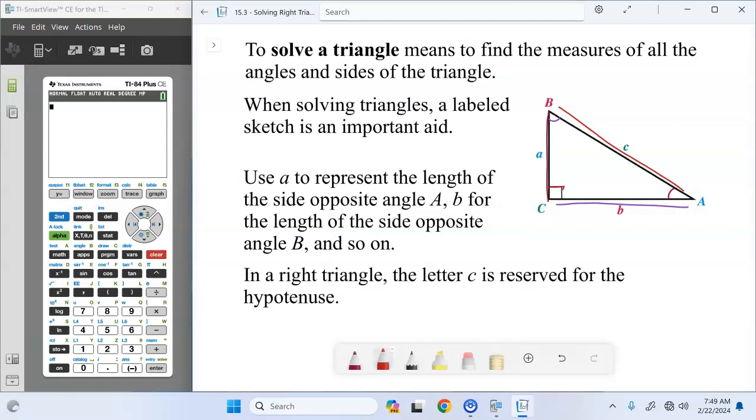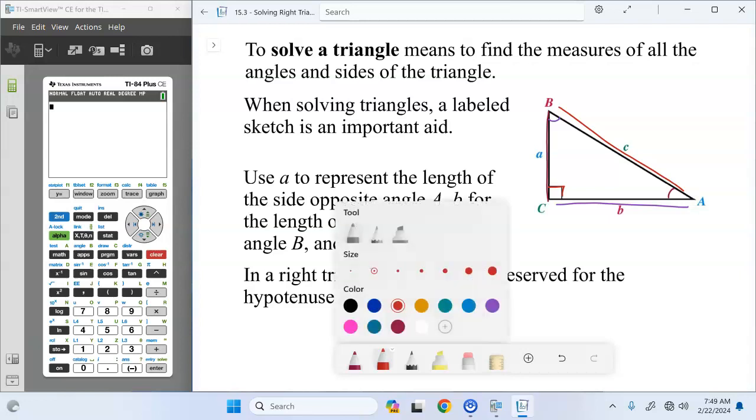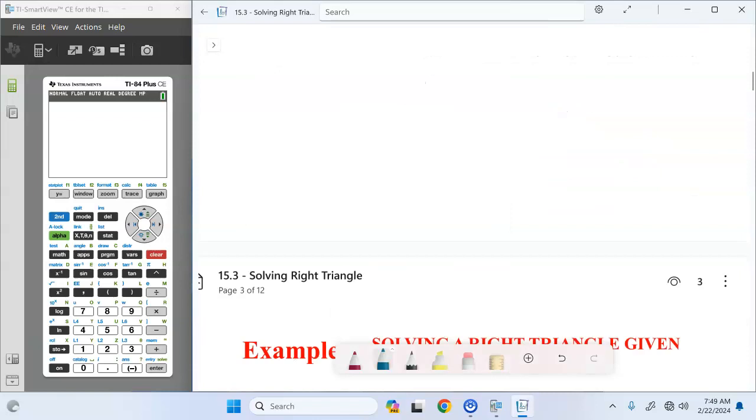C is reserved for our hypotenuse and our right angle. A and B can be whatever as long as they're opposite each other. Side C is reserved for our hypotenuse and angle C is reserved for our right angle. So that's some of the standard nomenclature for our right triangles.